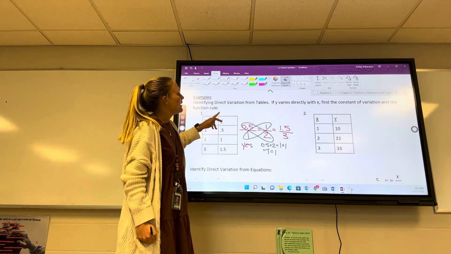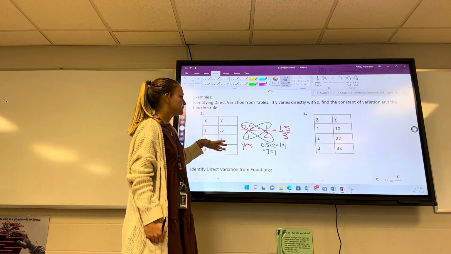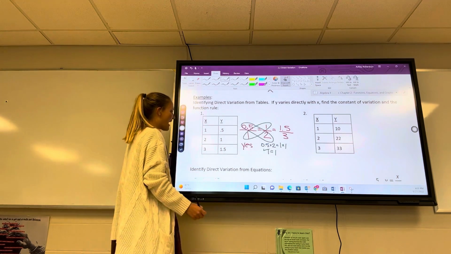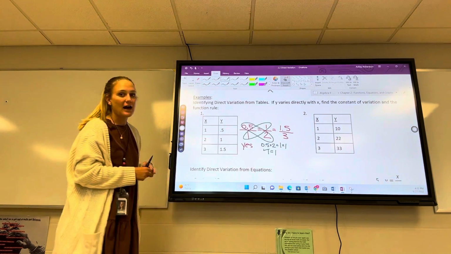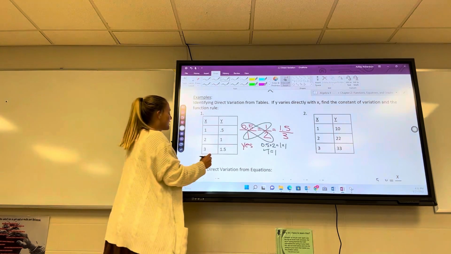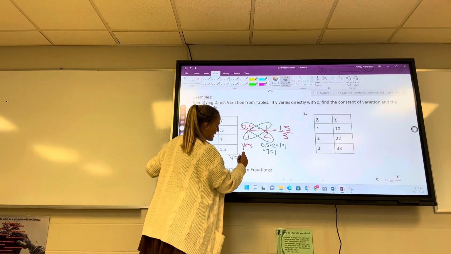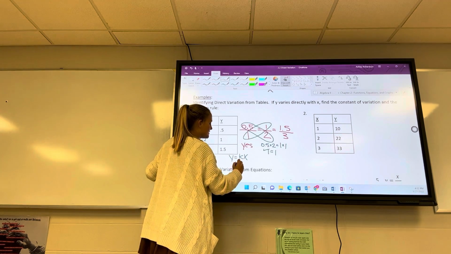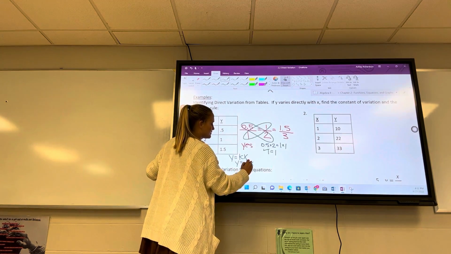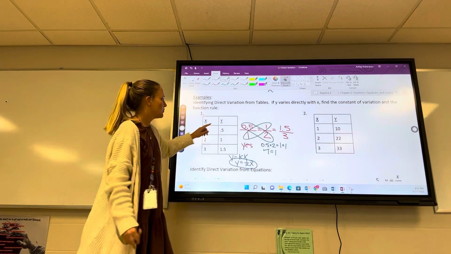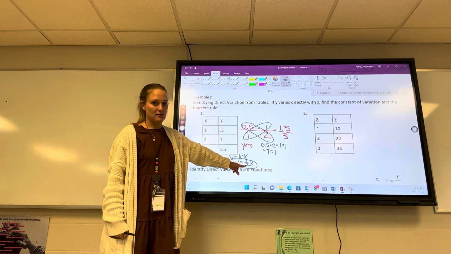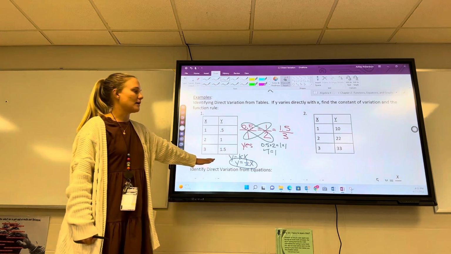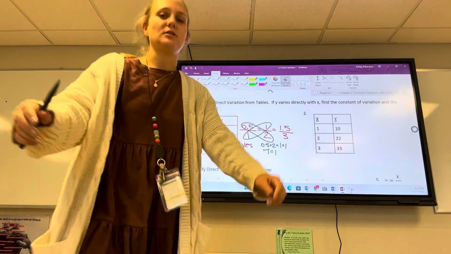So then my constant of variation is what these are all equivalent to. They're all equivalent to half. So if I was going to put that into a direct variation equation, y equals kx, I would plug in half. So y equals half x. I just took y divided by x to figure out my k, and then I plugged it back into that equation. So y equals half x would be my direct variation equation.